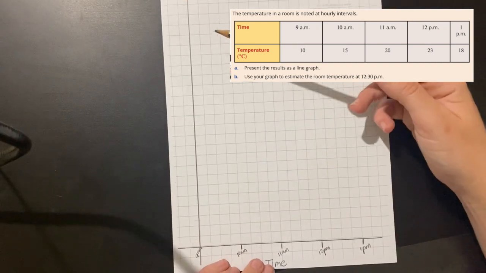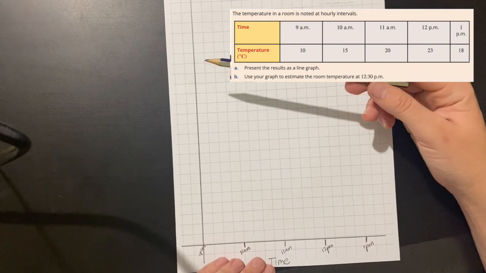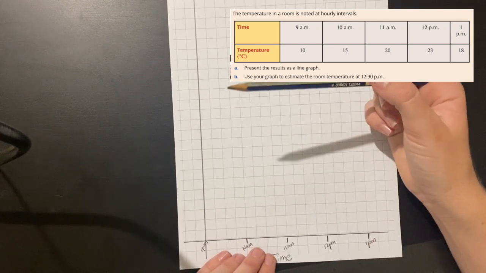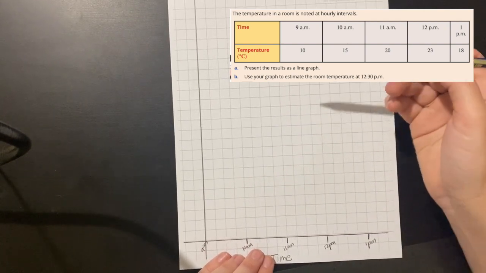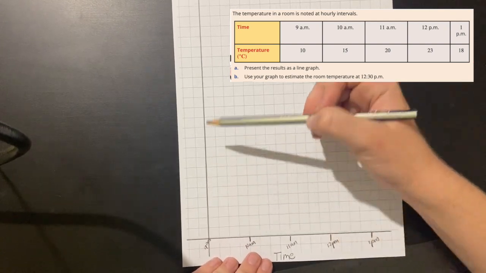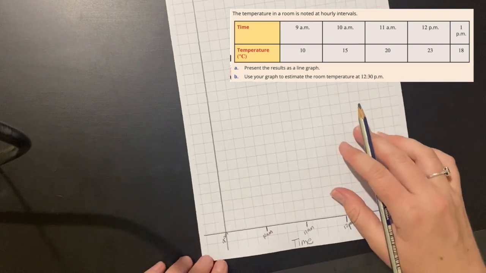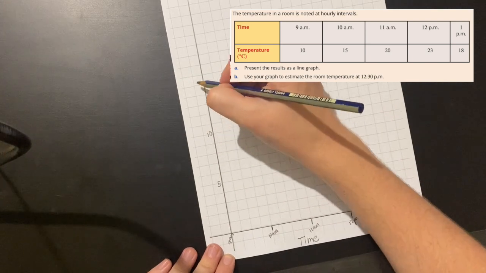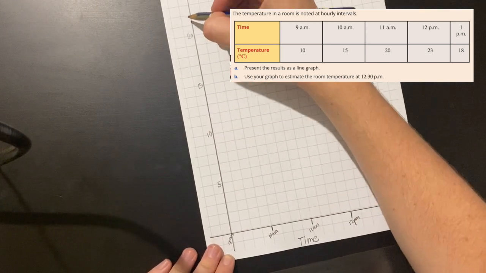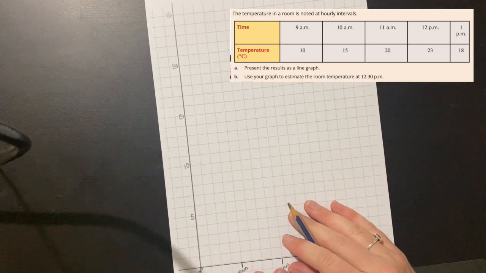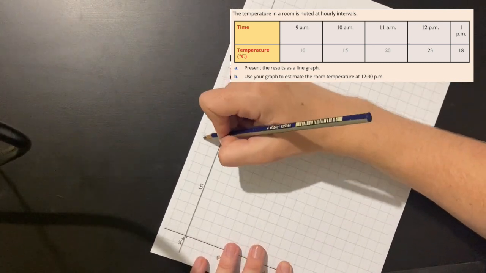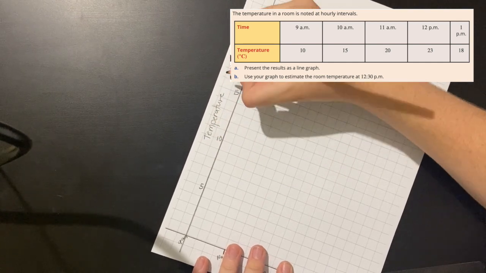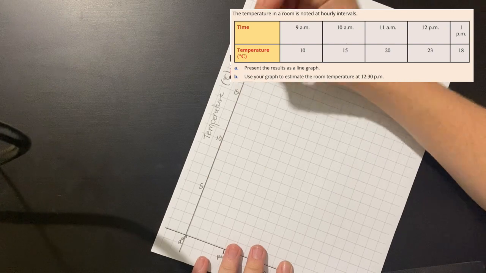Now my y-axis is temperature. My highest temperature is 23, but I want to go above that. I have a lot of room. I have more than 25 blocks, so I'm going to do each block is 1 degree. I don't want to write in every number up the y-axis, so I'm going to write in every fifth. And I'm going to label my axes temperature, and put the units in brackets, degrees Celsius.